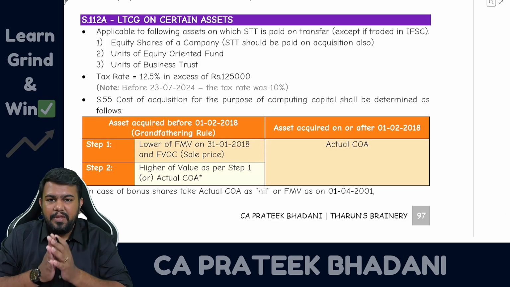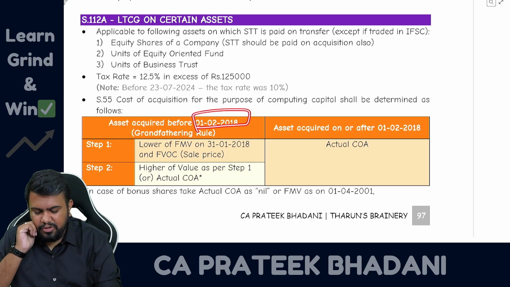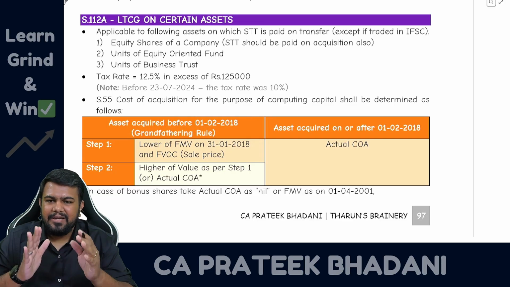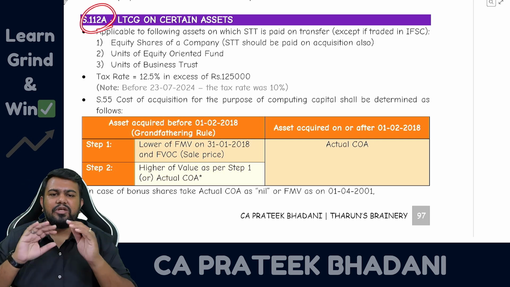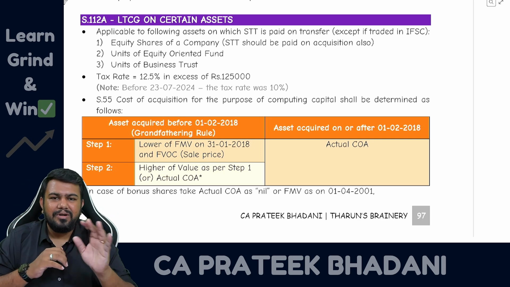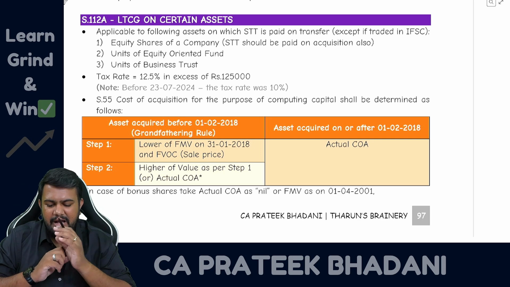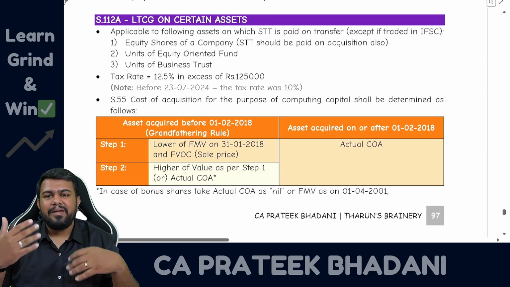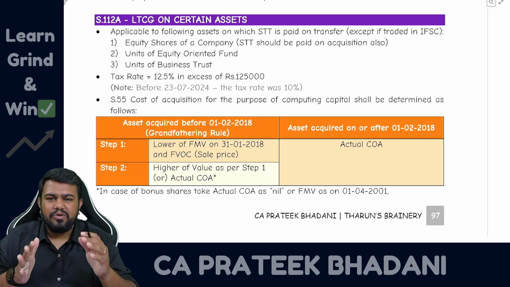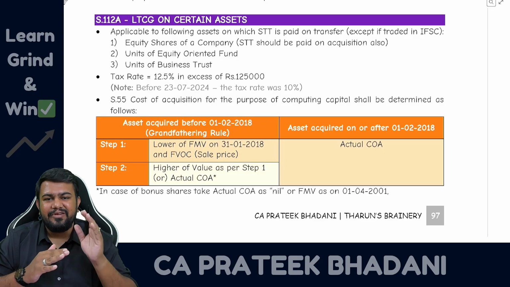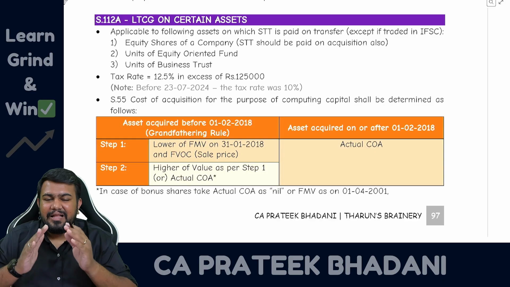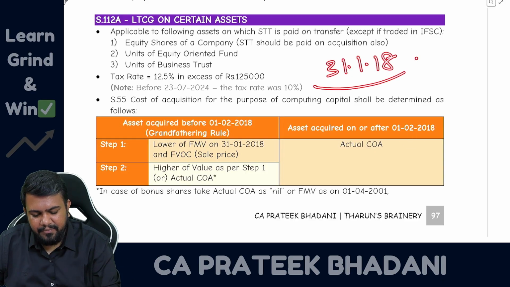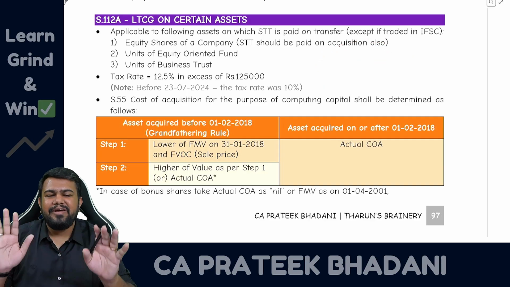Now listen, before 1/2/2018, that is up to 31st January 2018, the capital gain in case of 112A used to be fully exempt. There was no tax at all for this 112A. However, from 1/2/2018 onwards tax has come. So people got very angry asking why you are putting tax on us. That is why the finance minister said in the budget speech itself that whatever capital gain has been earned up to 31/1/2018 will always be exempt.